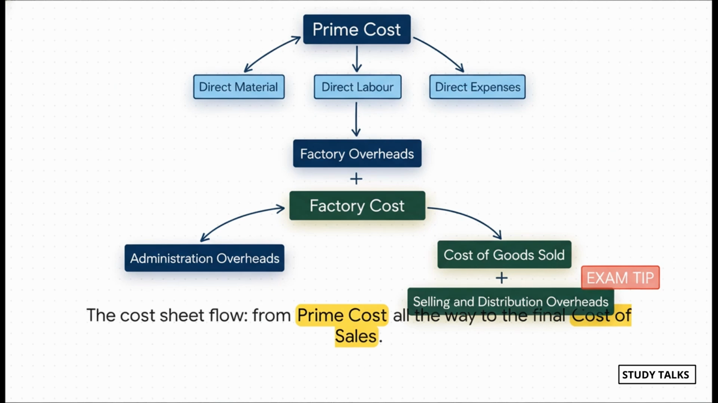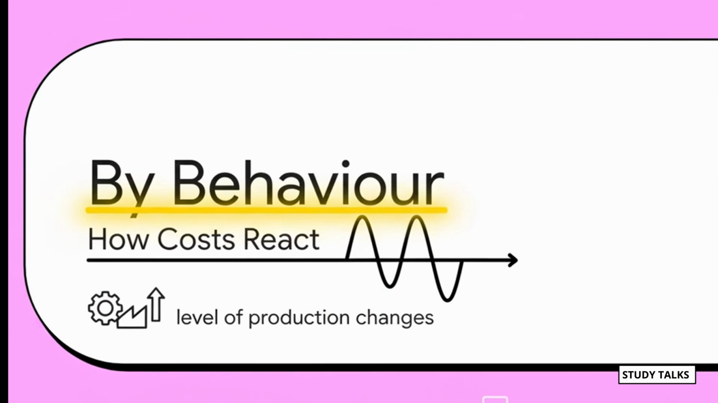Knowing this sequence, this flow, it's absolutely non-negotiable for your exam. Let's keep moving. Our third way of classifying costs is a real game changer, especially for making decisions. Here, we don't care about what the cost is or where it happened. We only care about one thing: how does this cost react when we produce more or less stuff? This is classification by behavior.